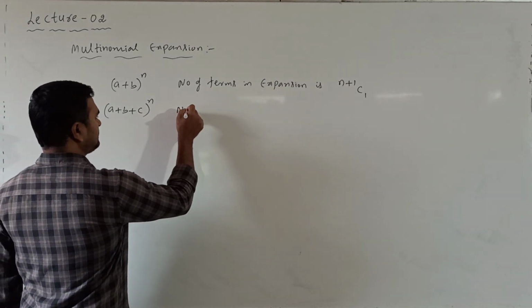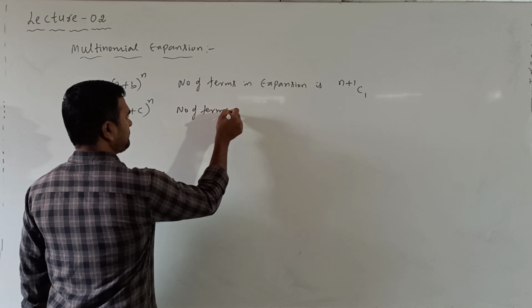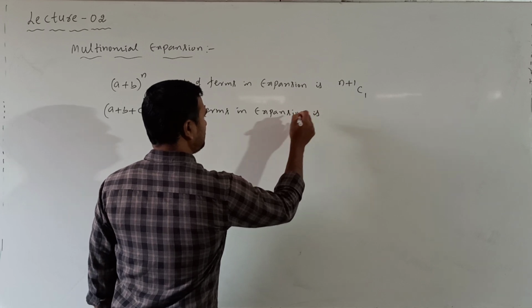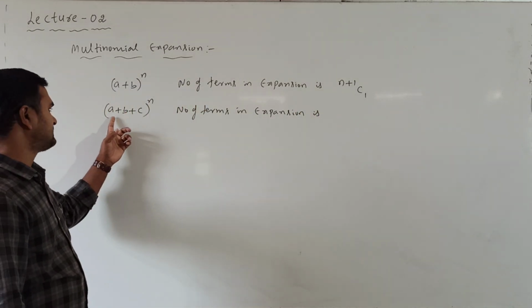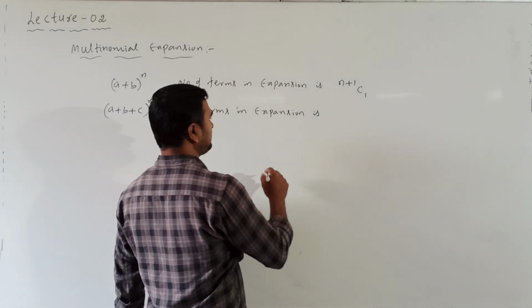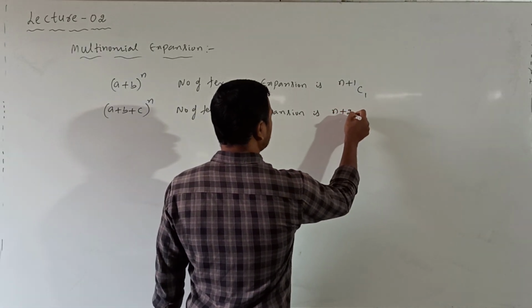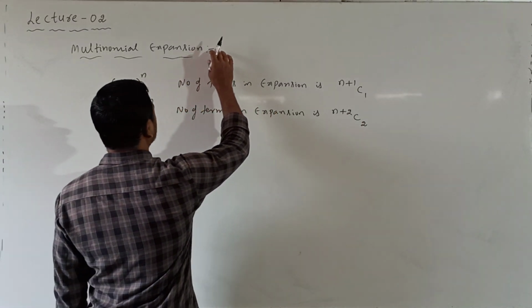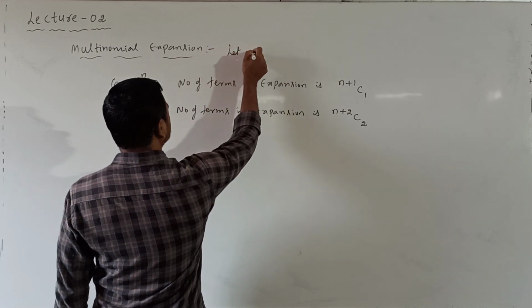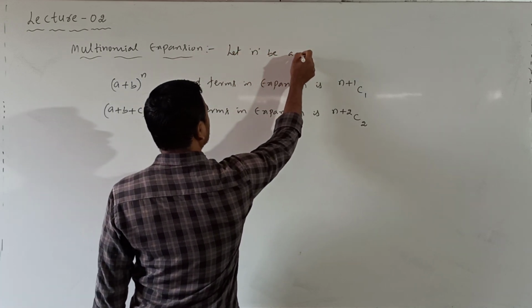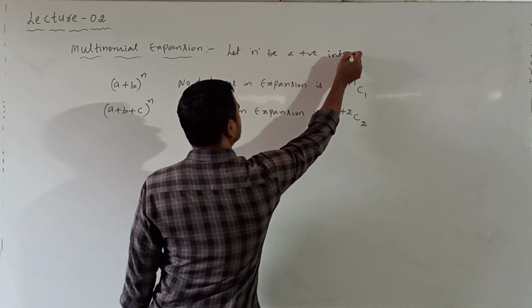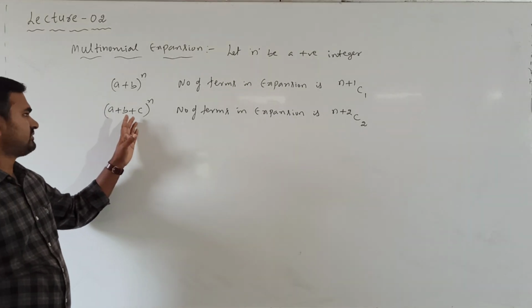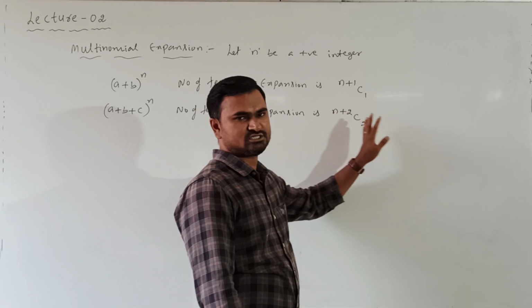Expansion of three or more terms is multinomial. Now here is the formula for the number of terms in the expansion. When we are expanding three terms, (a+b+c)^n, the number of terms is (n+2)C2. Again, for this multinomial expansion, let n be a positive integer. So the number of terms in the expansion of (a+b+c)^n is (n+2)C2.